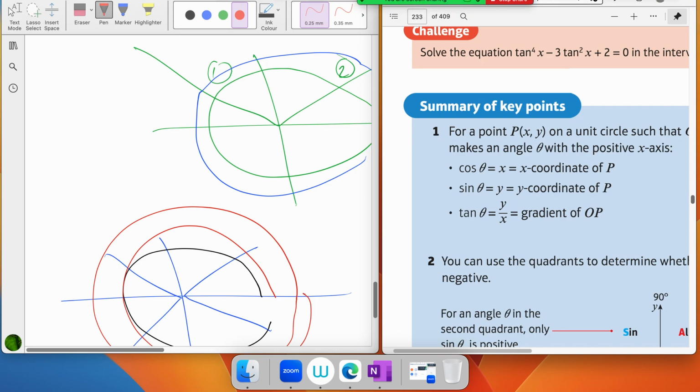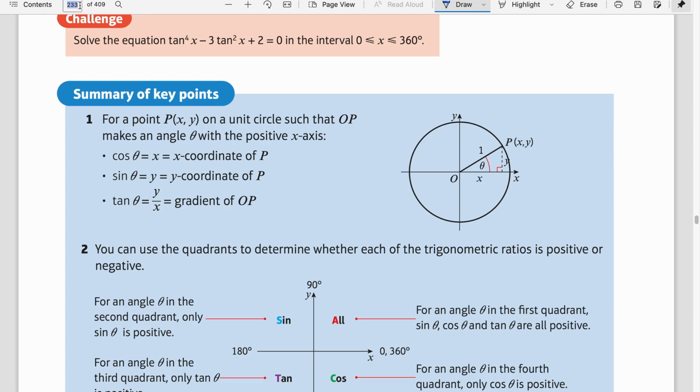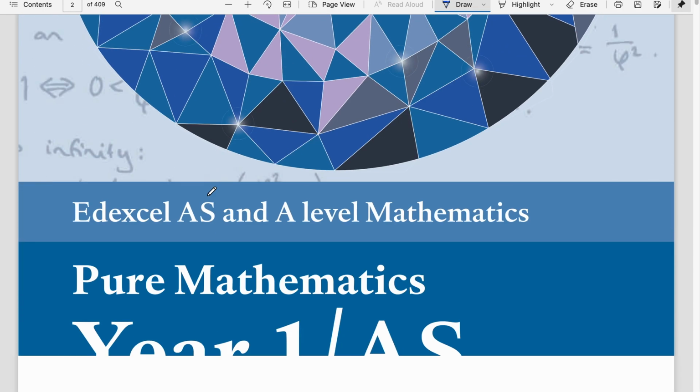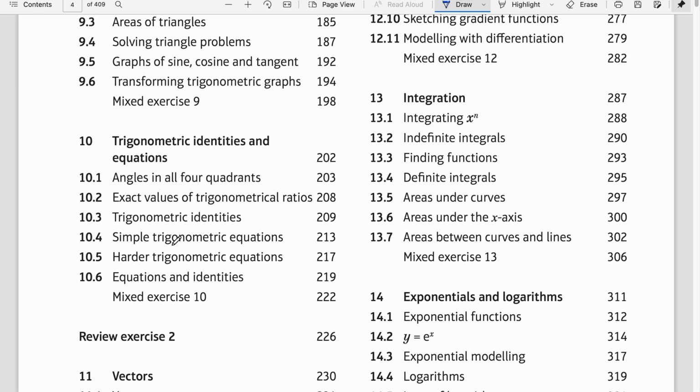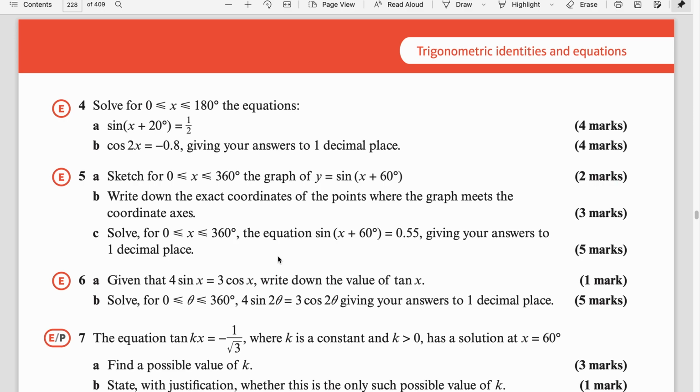Let me show you one thing just to motivate you. Why so much practice is required. This right here, we are on chapter 10. So you see 10.4 is simple trigonometric ratio and 10.5 is harder trigonometric equations. Both are equations, the nature is the same, the outcome is the same, but you would need practice. And then the last part is equations and identities, which we just did.